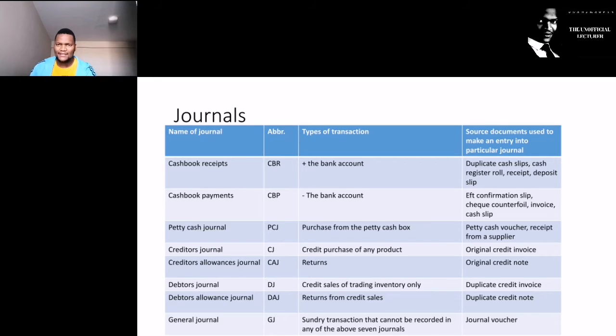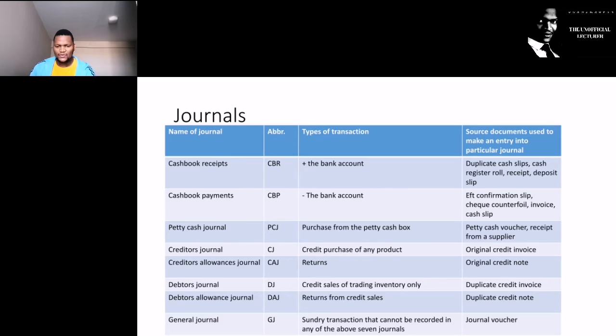Now the second one, we have the cash payment journal. All the payments that we make, all the payments that we're going to make, we're going to record on the cash payment journal. These are all the payments that are going to come out of the business and that have the potential of decreasing our bank account. The source documents that we normally use are the EFT confirmation slip, the check counterfoil, the invoice, and the cash slips.